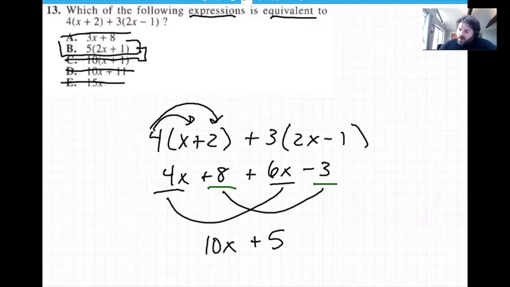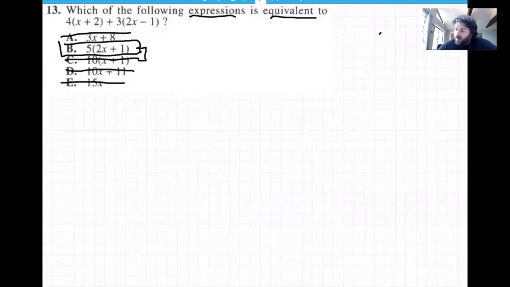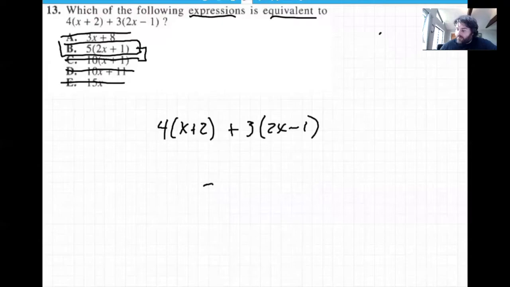So I think a quick little elimination of choices there is good, and then finalizing that with answer choice B. You could test values here. It's not the best way to do that in this case, but in a lot of cases, it is a really good way to do that. The expression 4 times (x + 2) plus 3 times (2x - 1) is equivalent to 5 times (2x + 1) because for all x, so all values of x, I'll say.